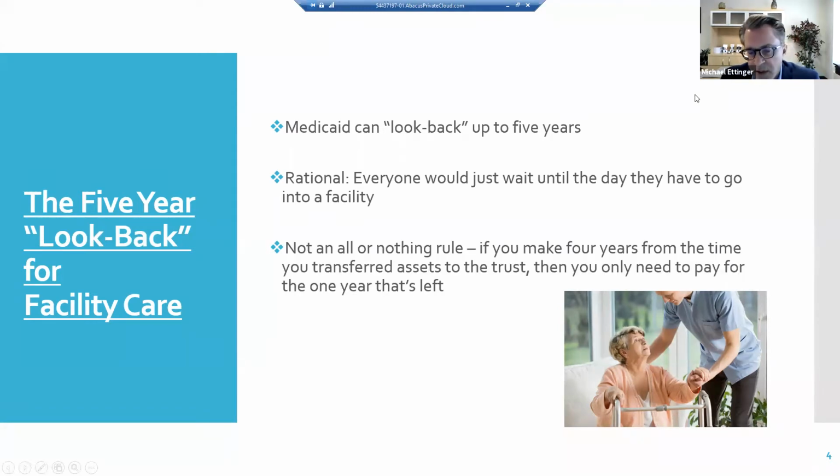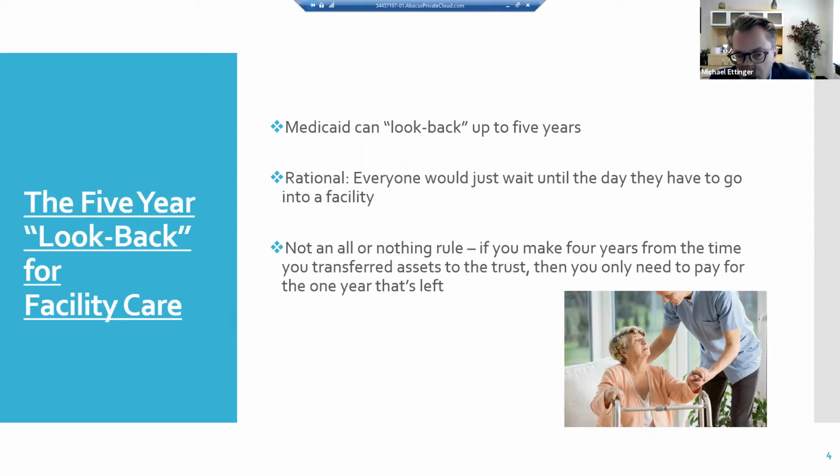But it's not an all or nothing rule. Let's say you make it 4 years from the time you transferred assets to the trust, you only have to pay for the 1 year that's left. I'm going to explain how that works technically. Let's say a client comes to us, and they moved the assets out 4 years ago. They come in and say, we need care in a facility. We'll say, well, you're not eligible because you've made transfers in the last 4 years. It has to be 5 years. So you have to private pay for the 1 year that's left.